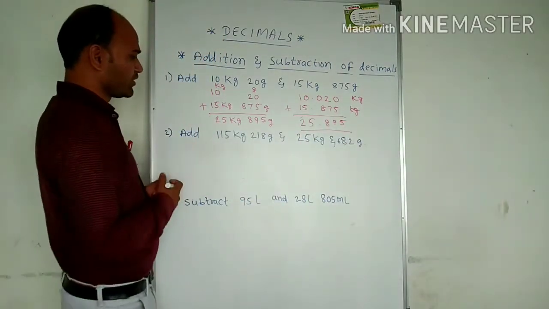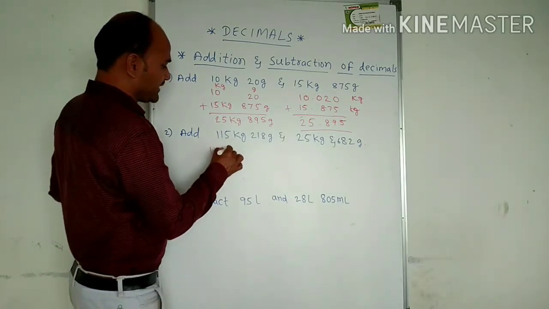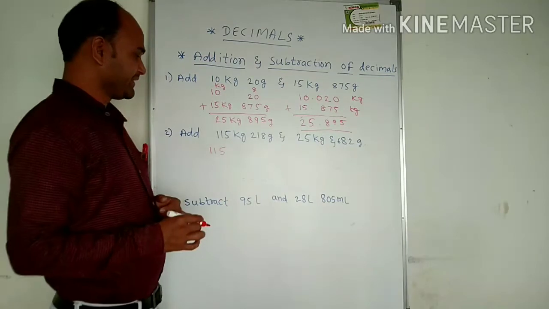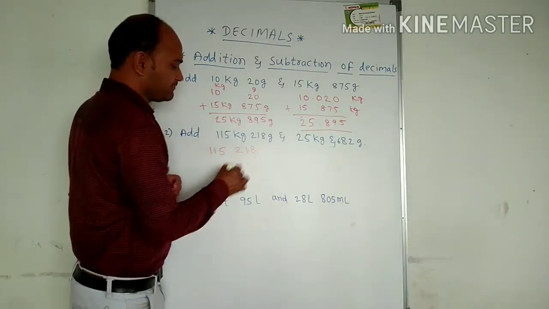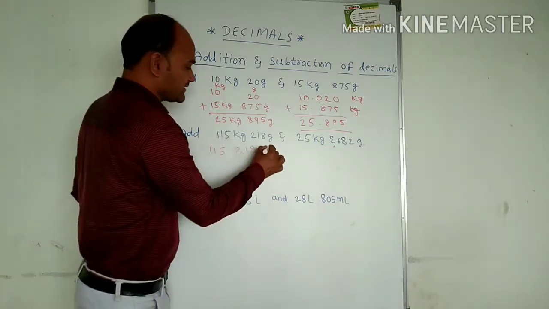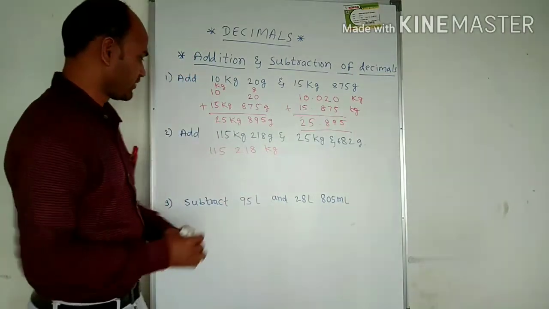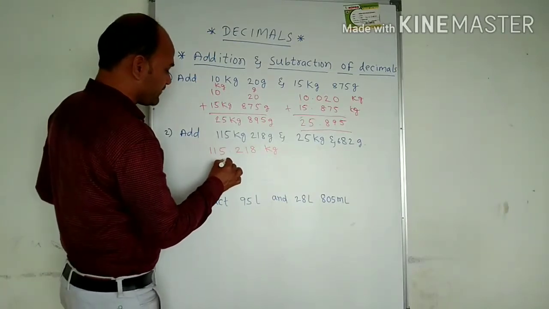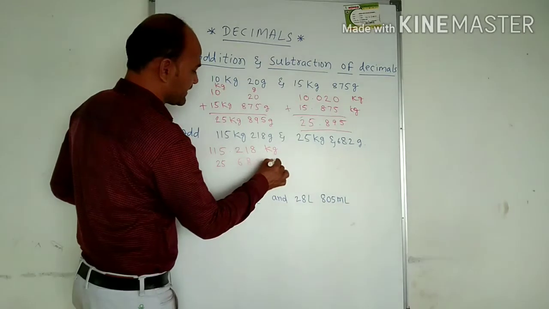Likewise, we have to solve the second question, that is 115 kg and 218 gram. So we can write 115.218 kg. The next one is 25 kg 682 grams, so we can write 25.682 kg.